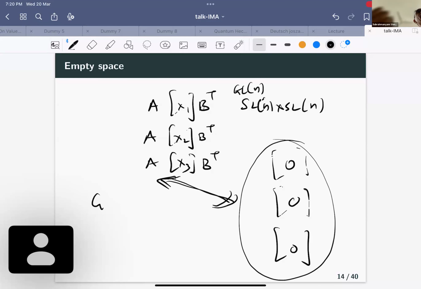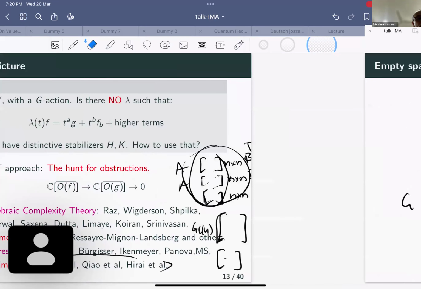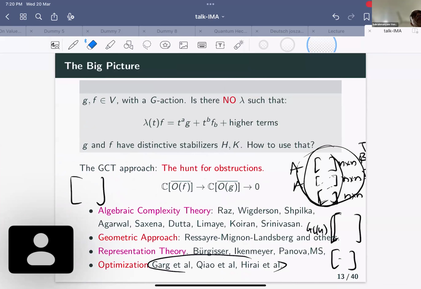So I can set this up as an optimization problem. There is an algorithm which, given a bunch of matrices, will tell me whether they can be pushed towards the all 0 matrices. That is what these kinds of optimization algorithms do. For certain group actions, we actually know this.